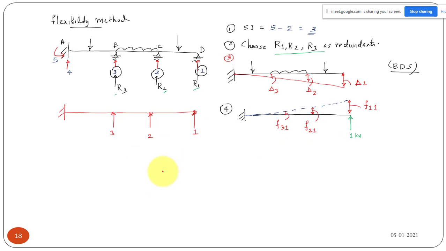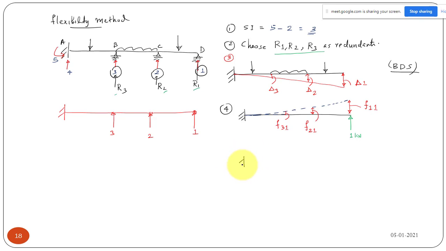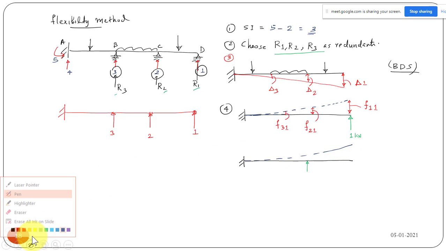Okay. Similarly, you can take again your basic determinate structure. Okay, and you apply unit force at the coordinate 2. Apply the unit force at the coordinate 2. Okay, and because of this load, again it will have deflection. It will deflect like this. It will have a deflection in the upward direction, and again you can find your deflection at coordinate 1, and deflection at the coordinate 2 will be here, and coordinate 3.